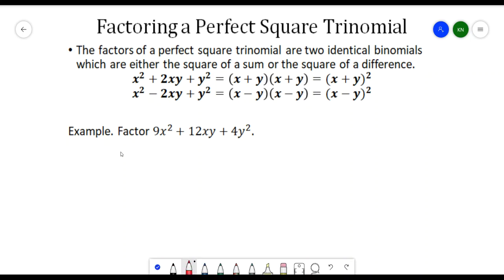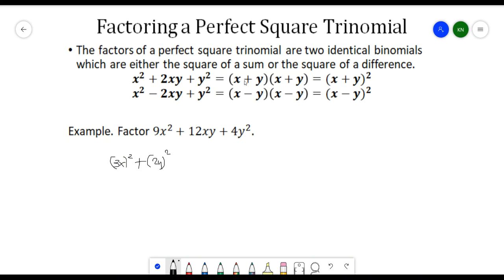So for example, we have here factor 9x squared plus 12xy plus 4y squared. So as you can see, this is not yet our x, and this is still 9x squared. So meaning to say, we have to find our value of x. So in that case, we need to take the square root of both terms so that we'll get the value of our x. So the square root of this, we have 3x squared, plus our y, which is 2y squared.